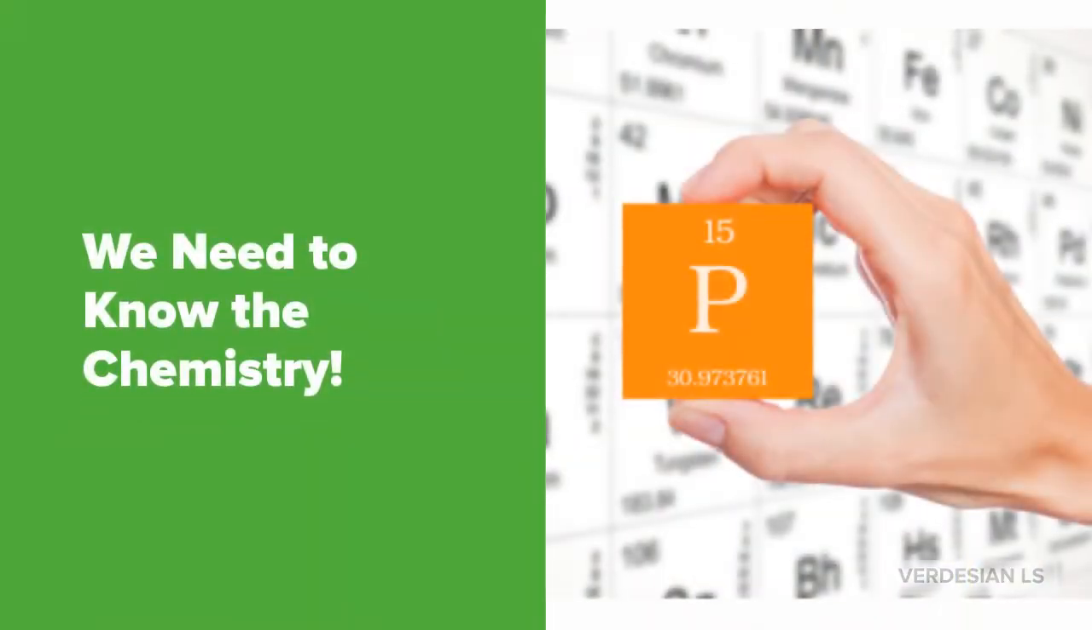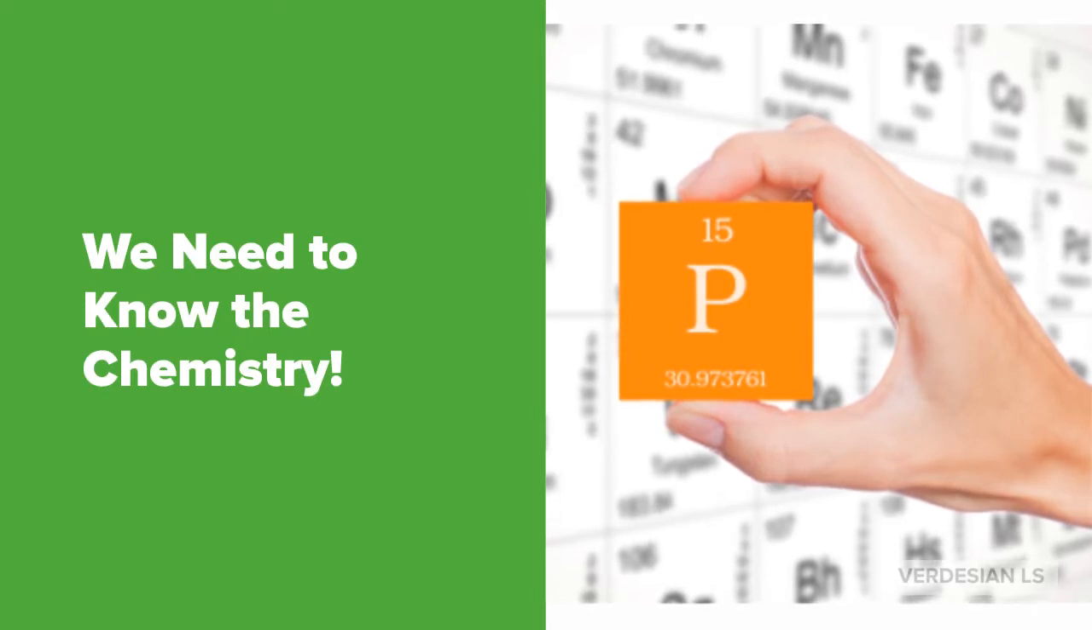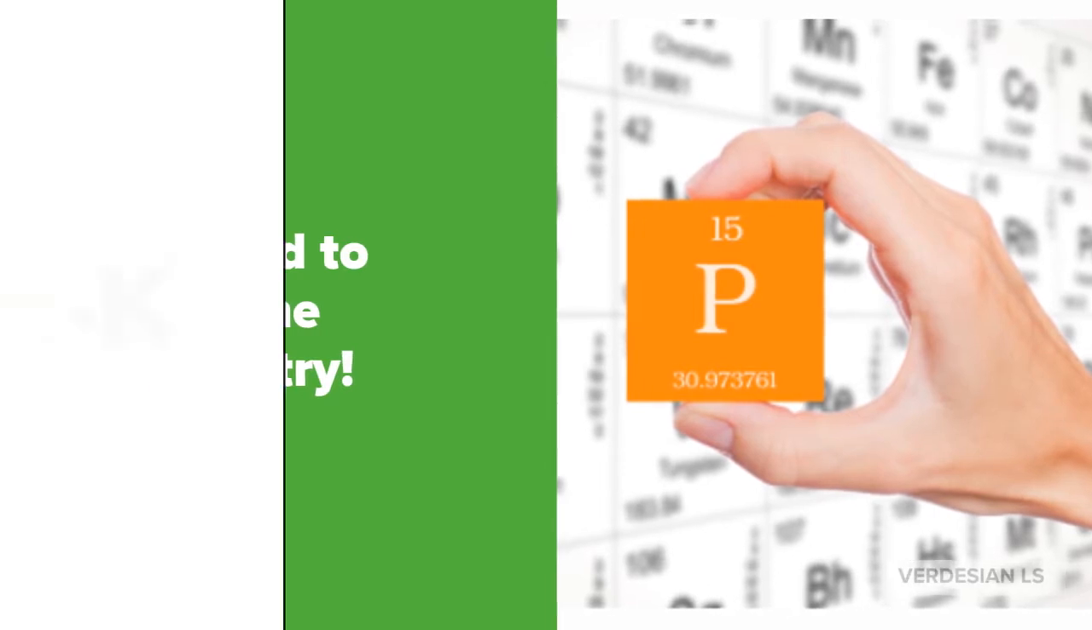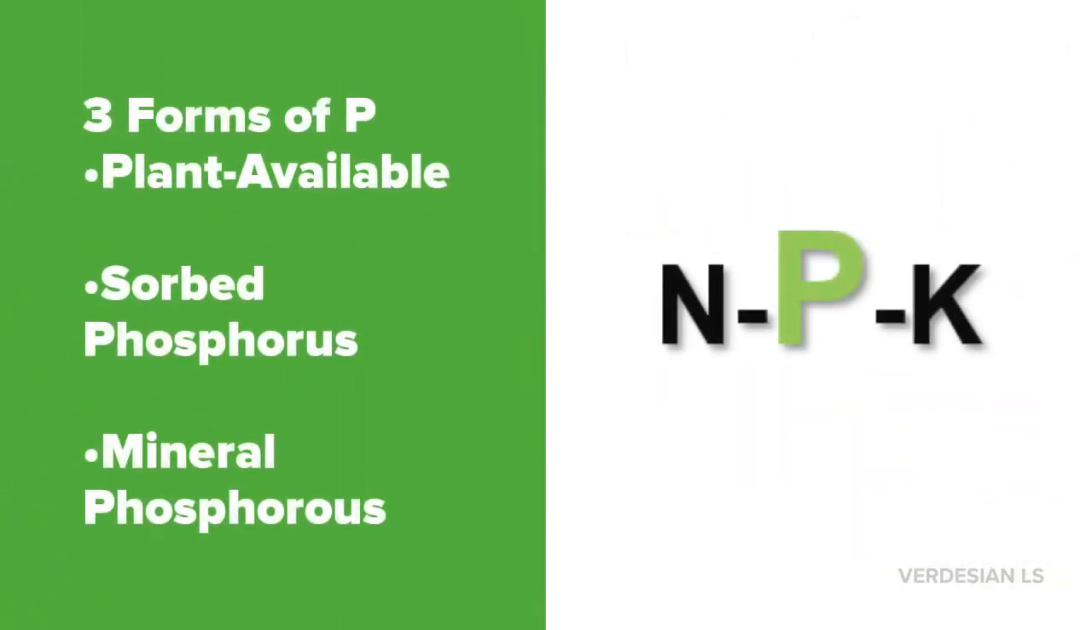If we're going to best understand why we need a stabilizer for our phosphorus fertilizers, then we need to understand the chemistry and why there's such an efficiency problem with phosphorus. Let's start by taking a look at the three forms of phosphorus. The first one being plant available phosphorus. This one's pretty straightforward. It's phosphorus that's already in the soil water solution that's ready to be taken up by the plant. Next, we have sorbed phosphorus.